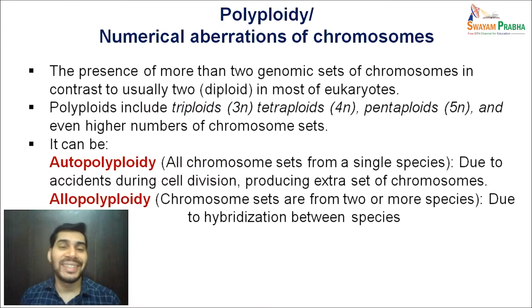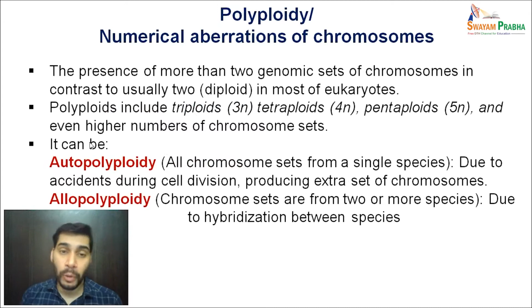Moving ahead, there is a condition called polyploidy. Now, this is also a numerical aberration of chromosomes, but with respect to the sets of chromosomes. Here, there is a presence of more than two genomic sets of chromosomes, in contrast to the usual diploid or two sets in most of the eukaryotes. So, if instead of the diploid condition there is an extra set of chromosomes, that means it is triploid condition, or two more sets, that is tetraploid, five sets in total, pentaploid, and so on.